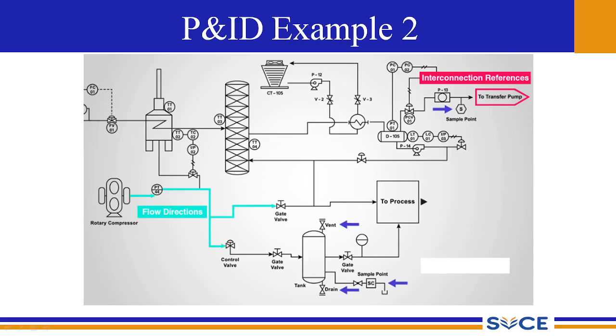Okay, so it is difficult to represent the entire process flow in a single sheet. So there will be P&ID sheets 1, 2, 3 and so on. So we need to look at these interconnection references and continue reading the P&ID from those references in the next sheet. So this is about the example 2 of the P&ID.